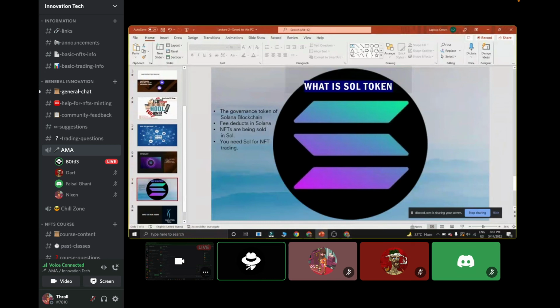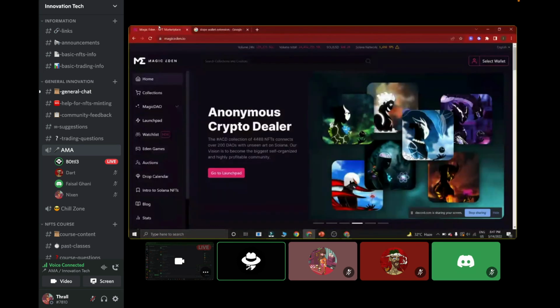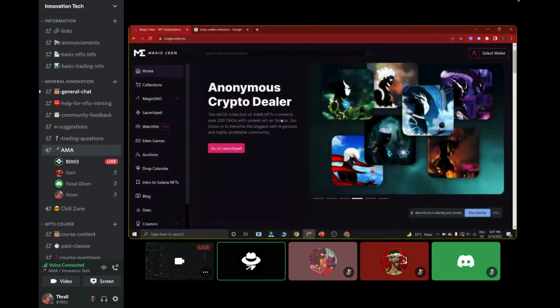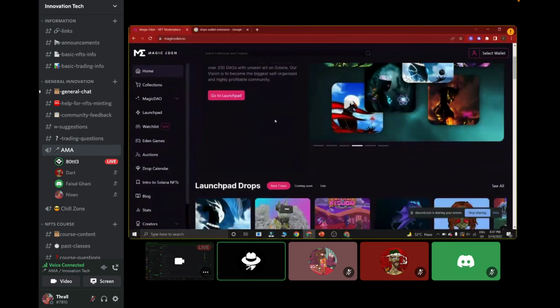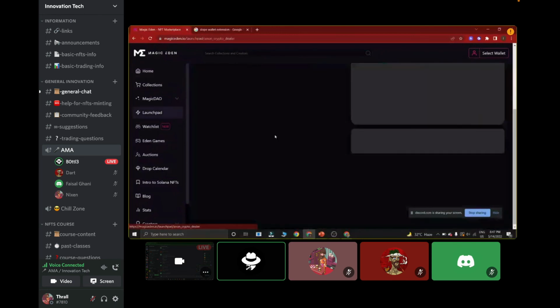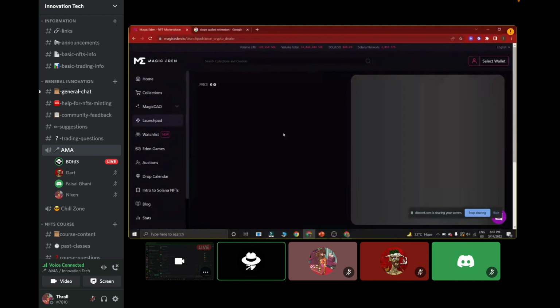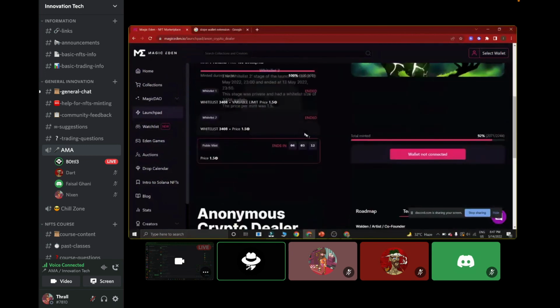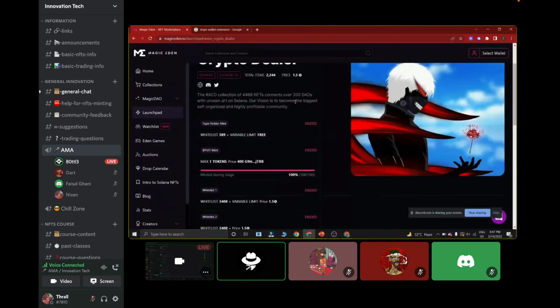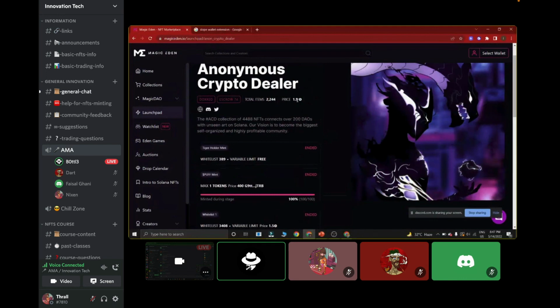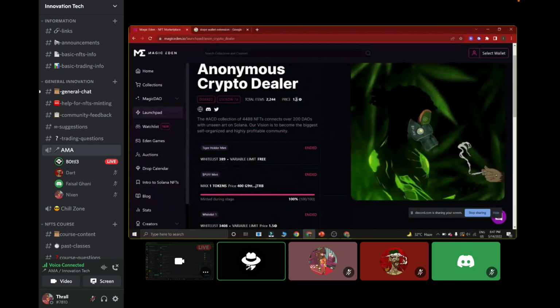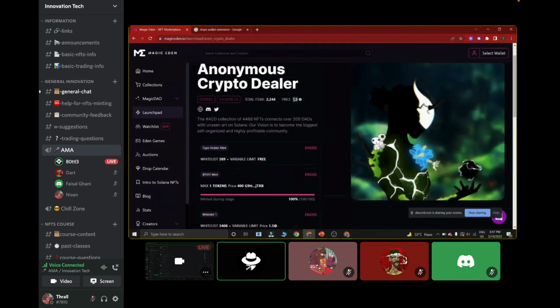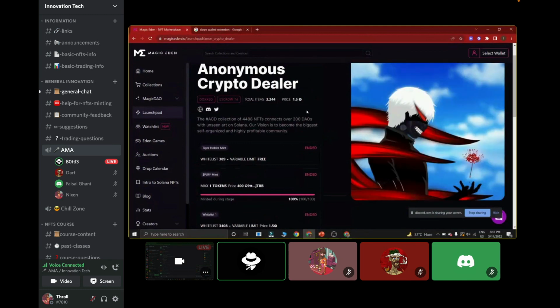And whenever you go to any NFT trading platform, in our case we are using Magic Eden, as you can see over here, every NFT is being sold in Sol and not in USD or USDT. As you can see, this collection, Anonymous Crypto Dealer, which is currently minting, is selling one NFT at the price of 1.5 Sol and not in USD or USDT.